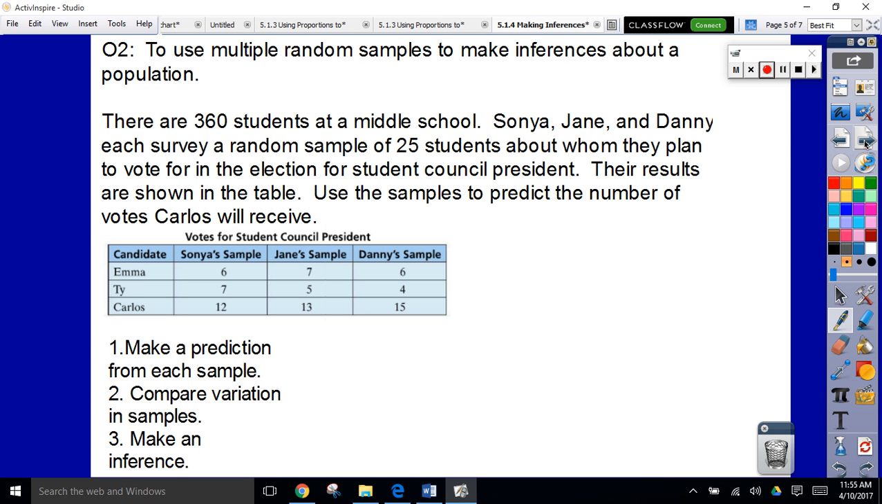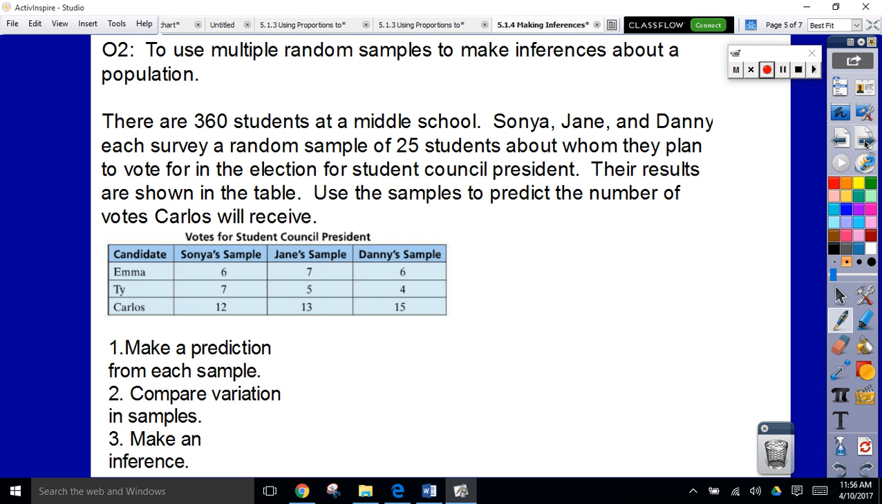There are 360 students at a middle school. Sonia, Jane, and Danny each survey a random sample of 25 students about whom they plan to vote for in the election for student council president. Their results are shown in the table. Use the samples to predict the number of votes Carlos will receive.